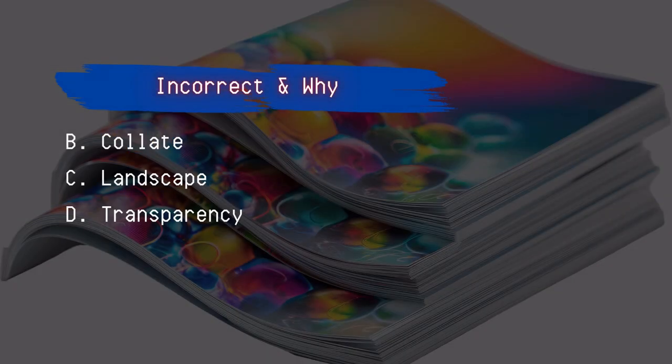Incorrect answers: B, collate. Collate ensures that multiple page print jobs are organized in the correct order when printing multiple copies. It does not affect the amount of paper used. C, landscape. Landscape changes the orientation of the printed page, and does not directly impact paper usage. And D, transparency. Now, transparency is a paper type setting often used for printing on transparent sheets. It does not affect the paper count.